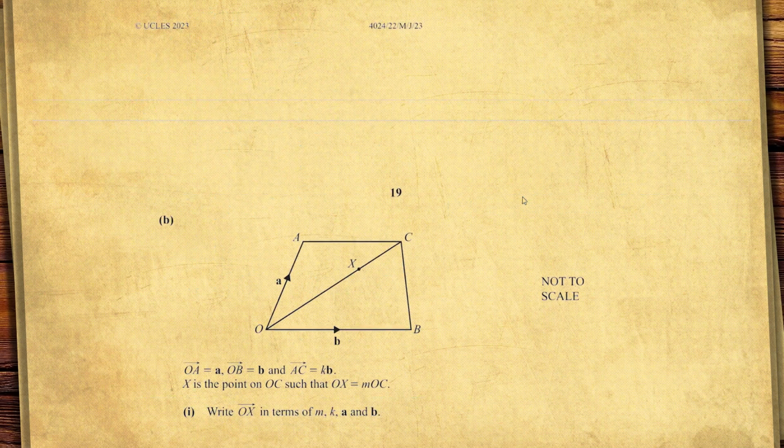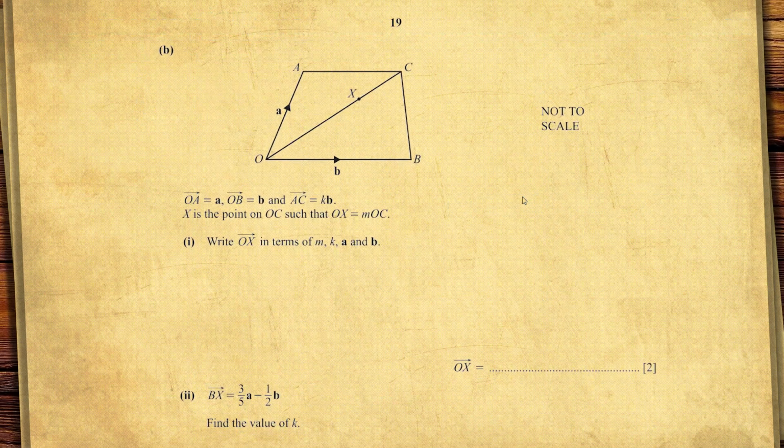Next, the question gives us a diagram with some points and some vectors, and it says the vector OA is equal to a. So the vector OA that starts at point O and ends at point A is equal to a. So this vector that goes from O to A, its name is small letter a. And the vector OB is equal to b. So this vector that goes from O to B is small letter b.